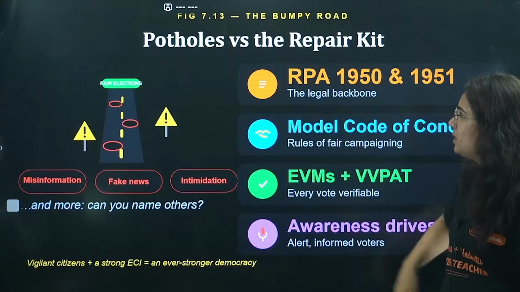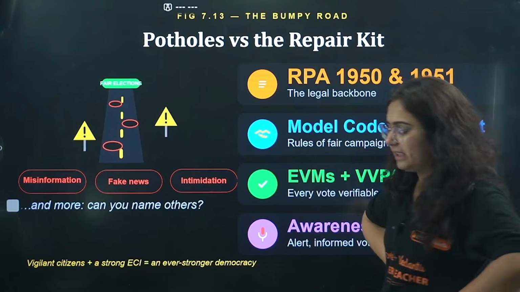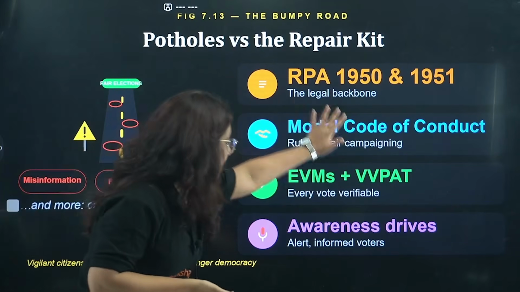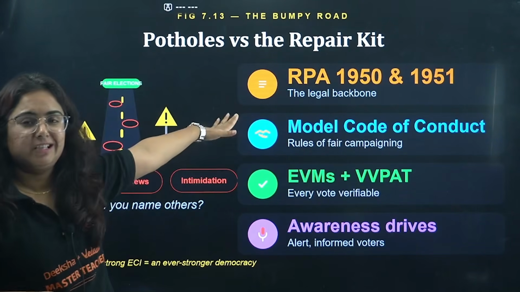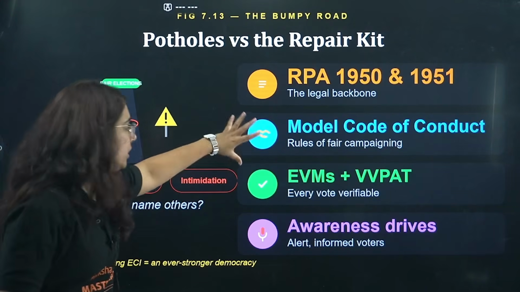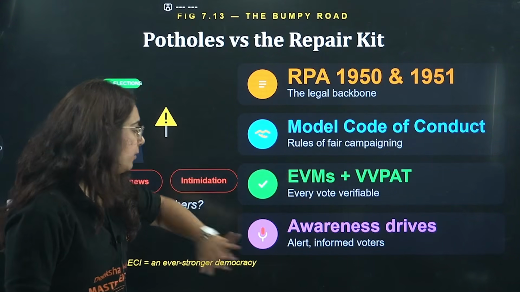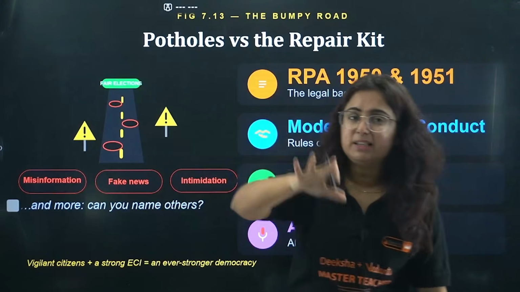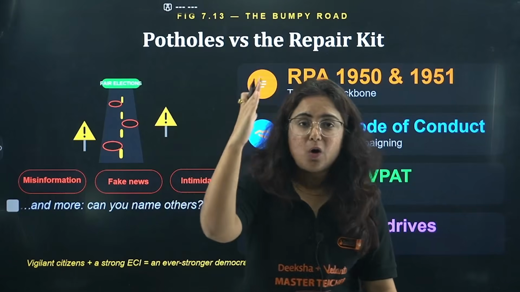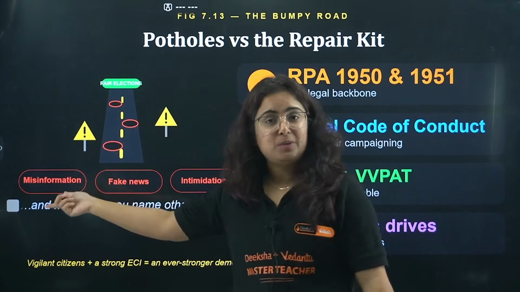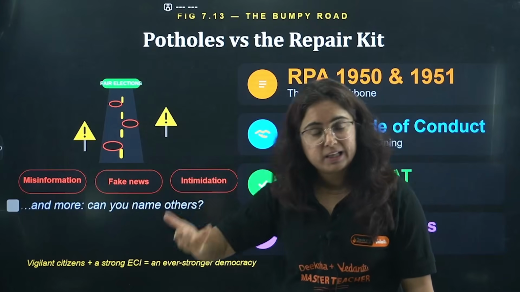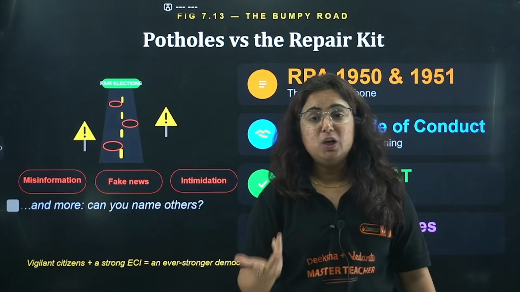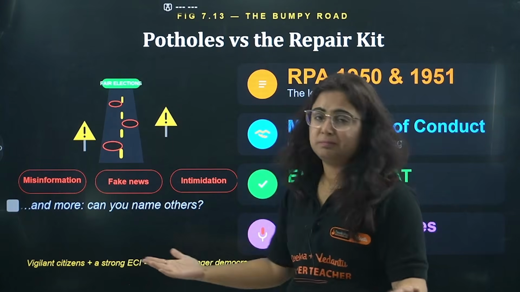Okay, now comes the pitfalls, the pitfalls that are actually present in the Indian election system. Although the repair kit is there, the repair kit with the Representation of the People Act 1950 and 1951, Model Code of Conduct, EVMs, VVPAT, awareness drives, a lot of apps and all that, still during the time of elections, the country faces a lot of challenges like misinformation, corruption, black marketing, right? Other than that, hate speeches, regional speeches, fake news, and a lot more. You can name all of them, right?